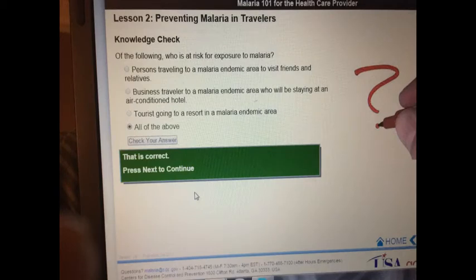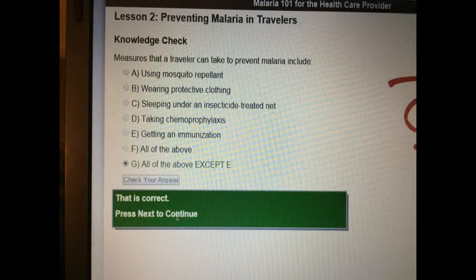Of the following, who is at risk for exposure to malaria? All of the above. A person traveling to a malaria endemic area to visit friends and relatives. A business traveler to a malaria endemic area who will be staying in an air-conditioned hotel. And tourists going to a resort in a malaria endemic area.